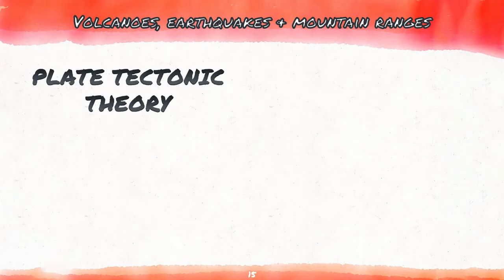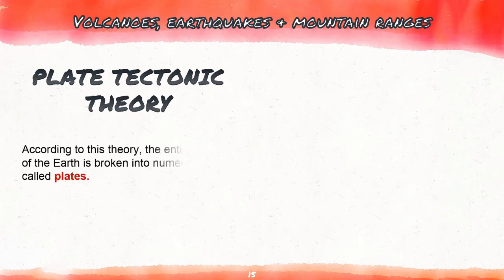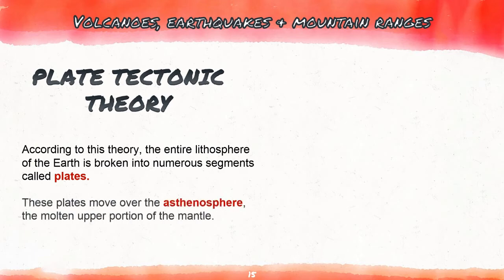Let's talk about the plate tectonic theory. According to this theory, the entire lithosphere of the Earth is broken into numerous segments called the plates. So remember that the lithosphere is broken down into pieces, and that is what we call the tectonic plates. These plates move over the asthenosphere. If we recall, the asthenosphere is the partially molten upper portion of the mantle.